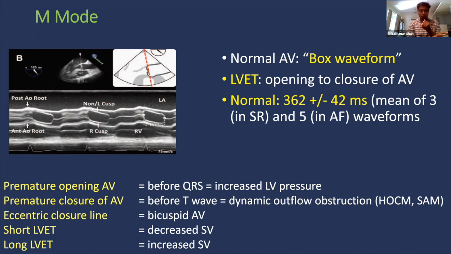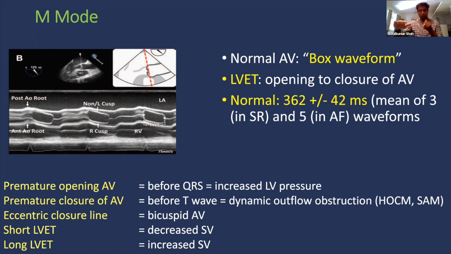All the measurements which we do, whether it's a VTI or M mode, remember, we do it 3 times in a sinus rhythm and do it 5 times averaging in an atrial fibrillation. As a rule, ECG must always be applied while doing a TEE, so that from this mode you can see if there is a premature opening of aortic valve before the QRS, which indicates increased LV pressure, or if it's a premature closure of aortic valve, that's before the T wave, which indicates dynamic outflow obstruction.